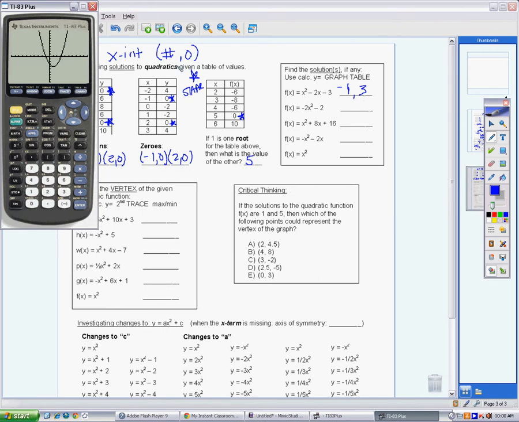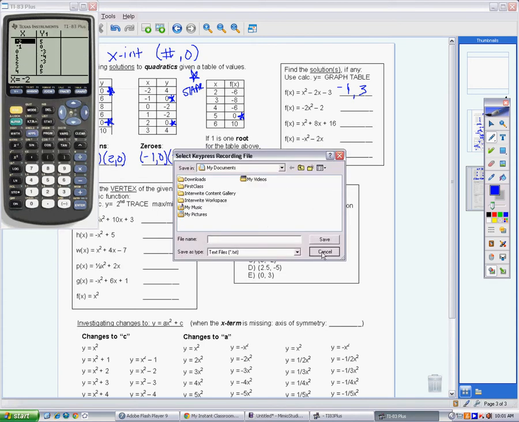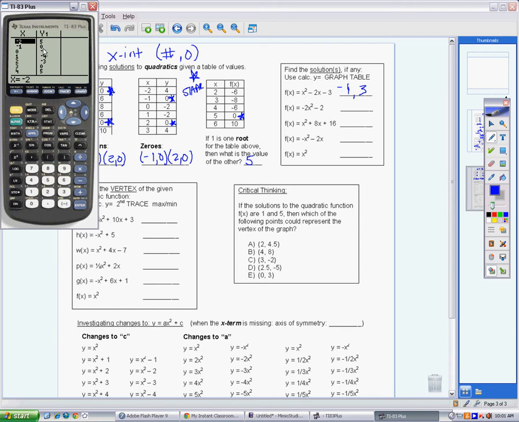Now if I look at the table, again, I'm going to be looking for this number, comma, 0. So I'm looking for 0 in the y, and I see it at -1. And I'm looking for another 0 at 3. So those are my solutions. Okay, so you can find solutions either looking at the graph and finding out where it crosses the x-axis, or you can look at the table where the zeros are in the y's. When y is 0, what's x? So x is -1 and x is 3.